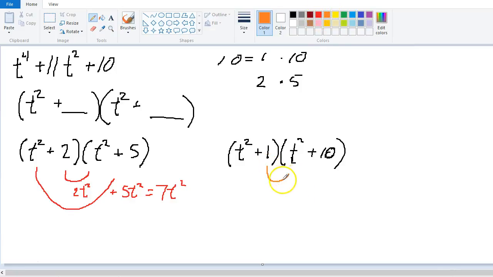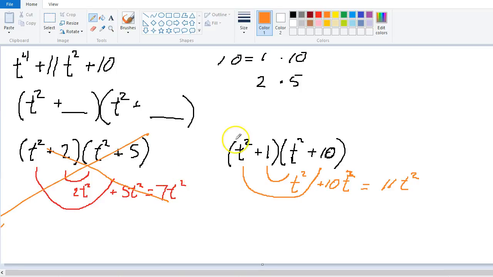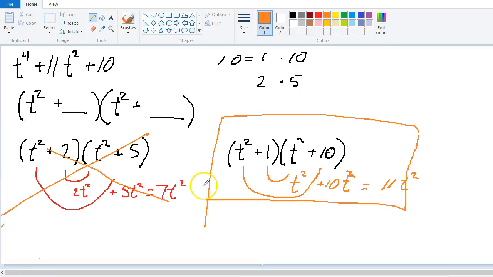1 times t squared gives us t squared. t squared times 10 gives us 10t squared. Which is 1 plus 10 gives us 11t squared. Okay, so that tells us that this is the wrong one. This is the correct one. That's the correct way to factor it.